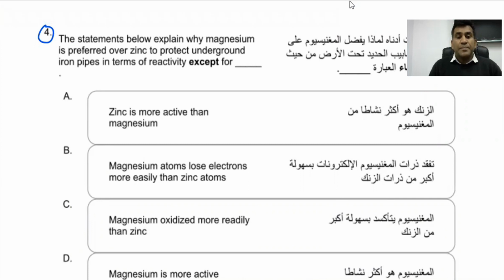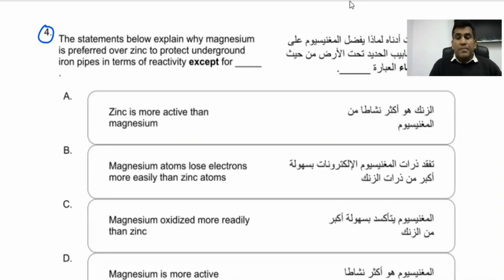If I'm comparing the properties of magnesium and zinc, magnesium is a more active element. And which elements are said to be active elements? The elements which can react easily and strongly with other metals. Those are called active elements. And when we are comparing zinc with magnesium, magnesium is more active because a magnesium atom loses electrons more easily as compared to a zinc atom.